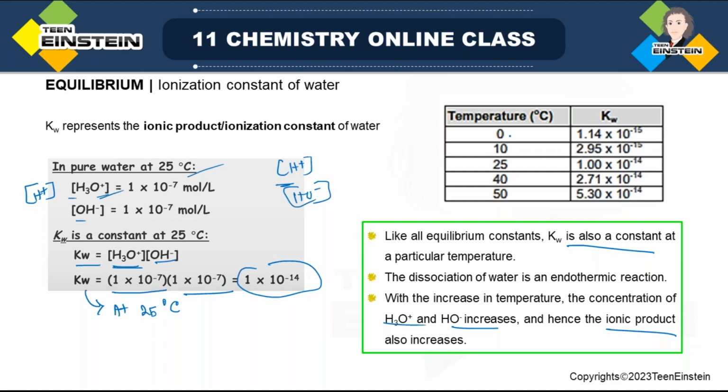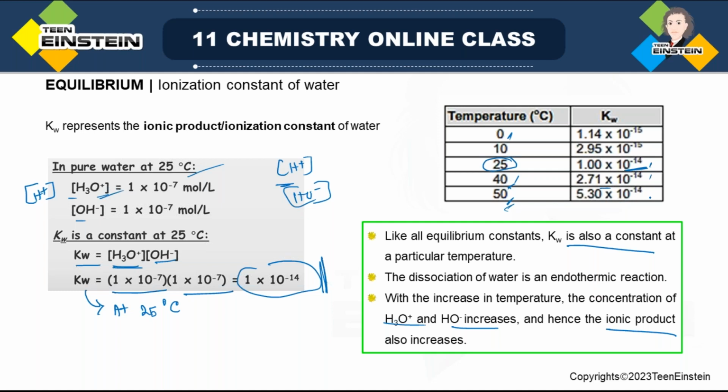Now we will see from this table, you can understand. Here we have different temperatures starting from 0 up to 50. This value we have already calculated here. But what about lower temperatures, 0 or 10? What about higher temperatures compared to 25? See, at 40 and 50 the value is increased. Here it is 10 to the minus 14 into 1. Here it is 2.71 into 10 to the minus 14, though the power is not changing.